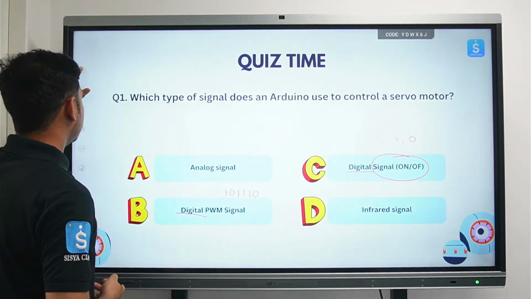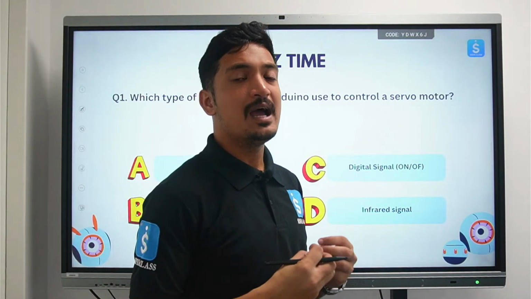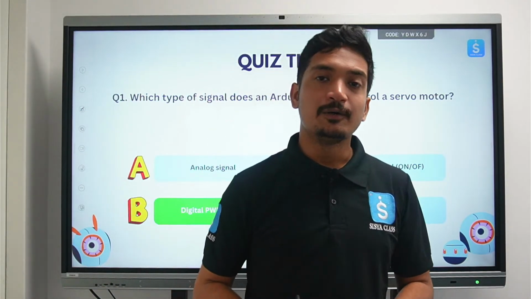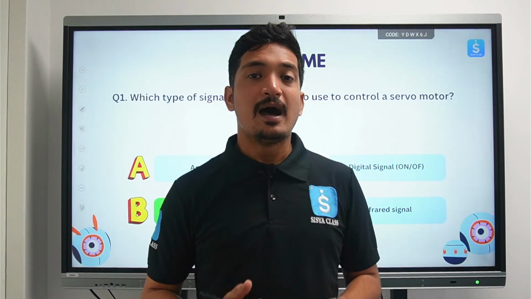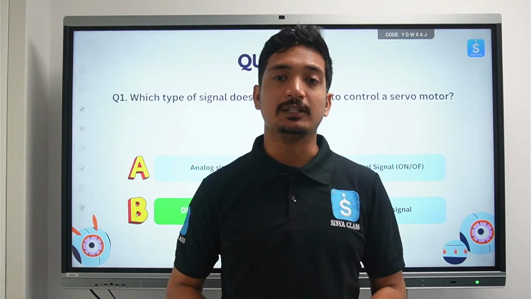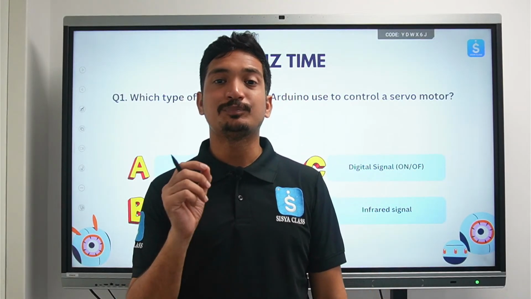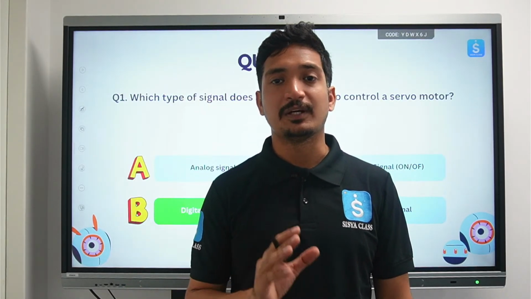Obviously the correct one is answer B, where we will be giving PWM signals to the servo motor. Always remember, normal on and off signals and PWM are both digital signals. However, PWM signals are special encoded signals that we can use.